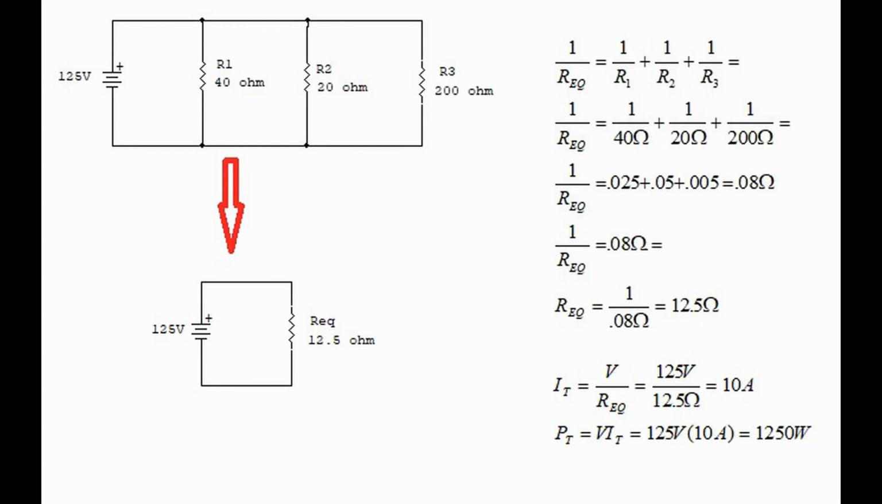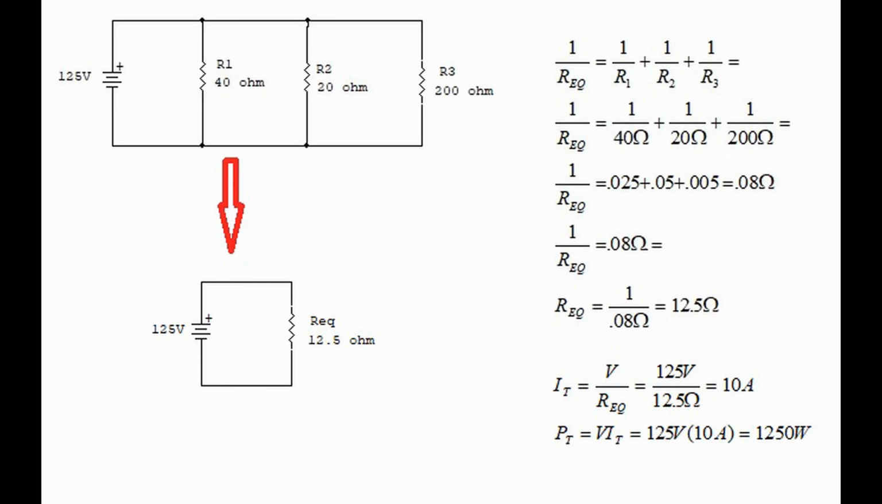When dealing with more resistors in parallel, then you have to use the general formula. As you can see, it's 1 divided by resistance equivalent, and that equals 1 divided by R1 plus 1 divided by R2 plus 1 divided by R3. Once you insert the numbers into the formula, eventually you come to the place where 1 divided by resistance equivalent is equal to 0.08 ohms. Then you take the reciprocal of both sides and you come out that the total resistance equivalent is 12.5 ohms.